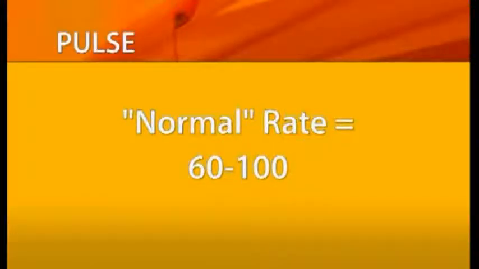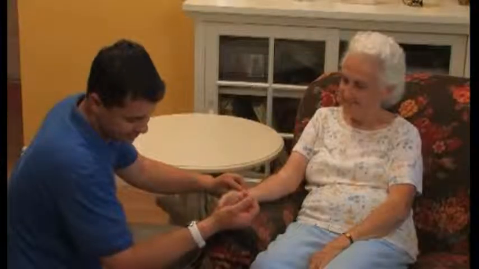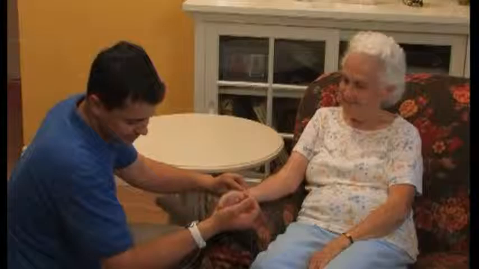It's important when taking the vital sign readings of a resident that you know what is normal for that resident. Some seniors may have a normal heart rate outside of those parameters. An abnormal heart rate is one that is either too slow or too fast.